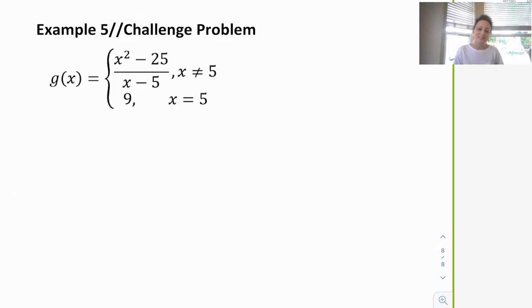All right, so I'm going to leave you with example 5. It's a challenge problem. We will talk about it in class. See how you do with it. Go ahead and copy what I have on the screen and try it on your own. I do want to just kind of remind you, when you're looking at these restrictions, think about what each piece gives you. So does it give you the left-hand limit, the right-hand limit, the full limit, or the function value? Okay, so try this one on your own, see how you do. I will tell you that the limit does exist, so you should get to a value.